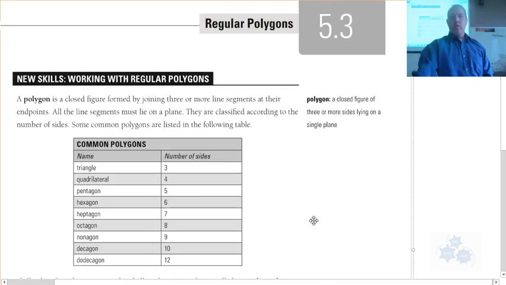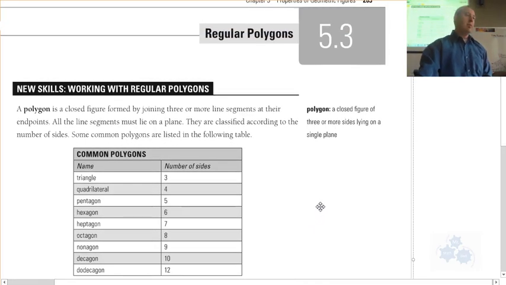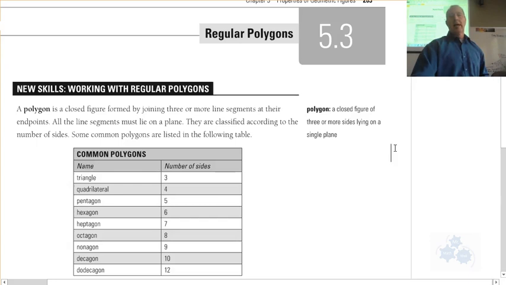We're looking at 5.3, Workplace Apprenticeship 30, Section 5.3, this will be part 1. And we're looking at two things. First of all, we're looking at polygons. And I think we've talked about a polygon before. A polygon is a closed figure. A polygon is a closed figure of 3 or more sides lying on a single plane.